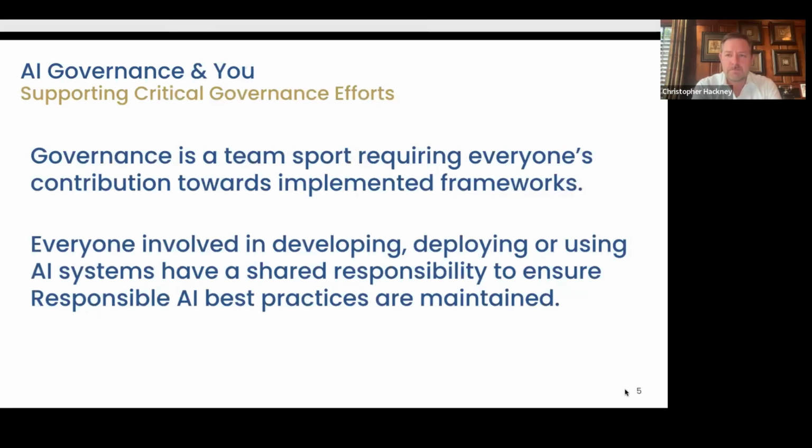So AI governance and you. Why is this so important for you on this AI training, as well as the application of it after you complete this? First, governance is a team sport requiring everyone's contribution towards implemented frameworks. It is a part of a culture and a DNA when it is successful. Second, everyone involved in developing, deploying, or using AI systems has a shared responsibility to ensure responsible AI best practices are maintained. That includes all groups, all levels, up through the top of an organization, all the way down to the mainline implementation teams across an org.